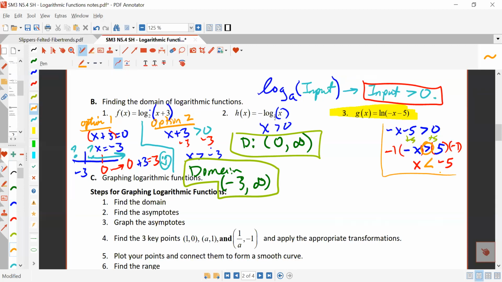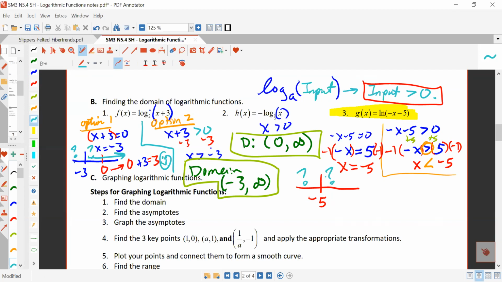And then we write our domain. So for option 1, first I find out where it's actually 0. Negative x minus 5 equals 0. Negative x equals 5, adding 5 to both sides, and then multiplying both sides by negative 1, I get x equals negative 5. So on my number line, negative 5 is the divider for my domain. I have two choices. Choice 1, it goes off to the left. Choice 2, it goes off to the right.